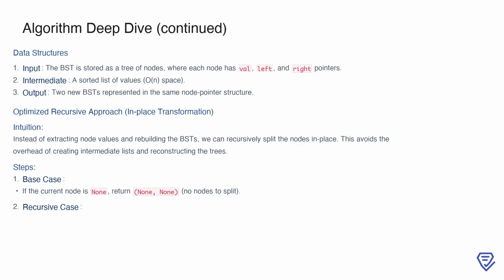However, we can improve upon this brute force method with an optimized recursive approach that performs the split in place. This eliminates the need for intermediate lists and the overhead of reconstructing the trees. The intuition here is to directly manipulate the tree structure by recursively detaching and reattaching nodes to their respective trees. This keeps the process efficient while preserving the BST property. The recursive approach operates on the tree structure itself, significantly reducing both time and space overhead.